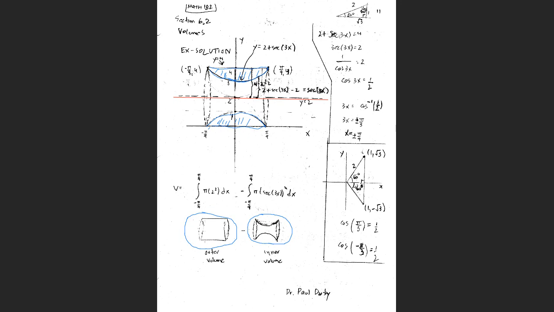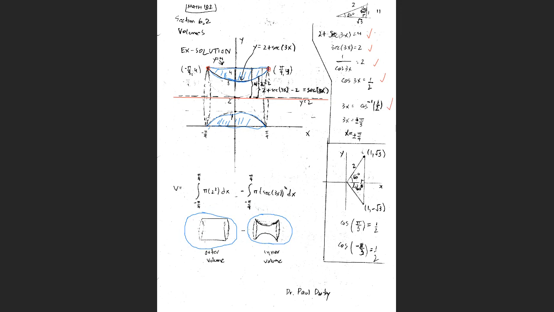So now, of course, how am I getting these intersection points here? Well, I set 2 plus secant of 3x equal to 4. And so secant of 3x equals 2. 1 over cosine of 3x is 2. Cosine of 3x is a half. 3x is the arc cosine of a half.